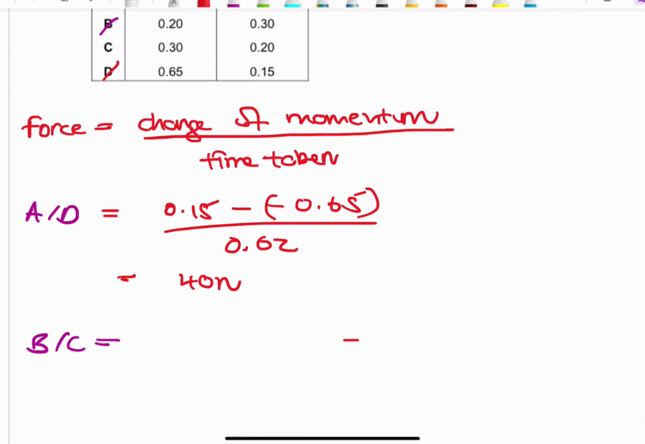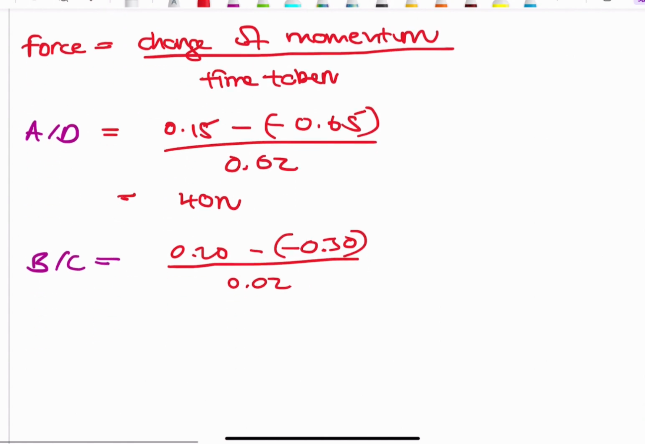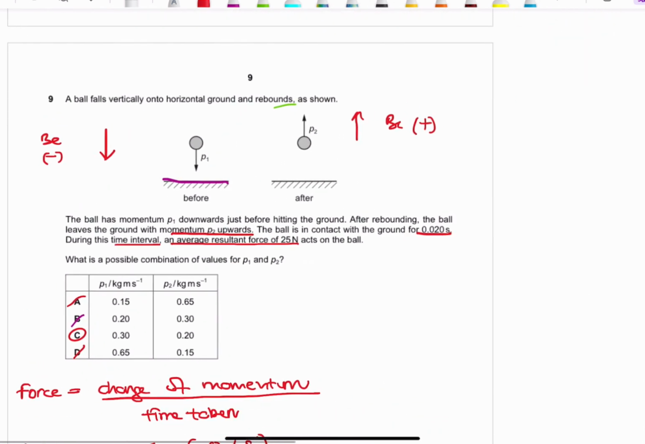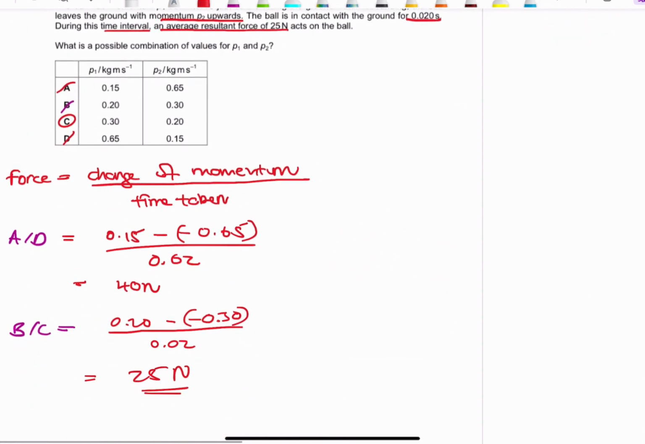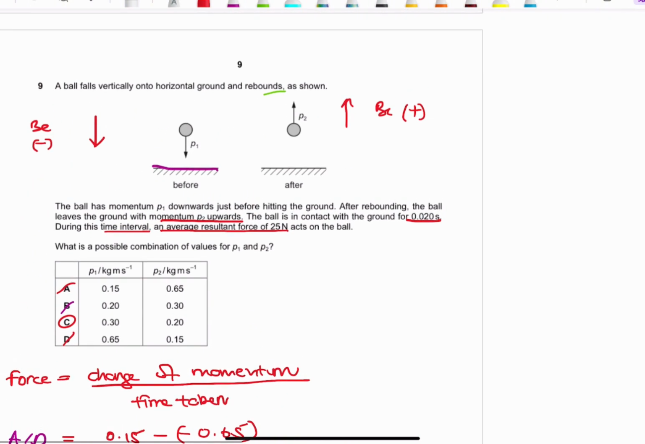If you look at C, the final one is 0.20, okay, 0.20. The initial one is 0.30. And if we divide by 0.20, 0.2, that will give us 25 newtons, right? So the answer has to be C. So you must be thinking about this. With momentum, define the direction. Is up positive, is down positive, right? Or in this case, down was negative, up was positive.